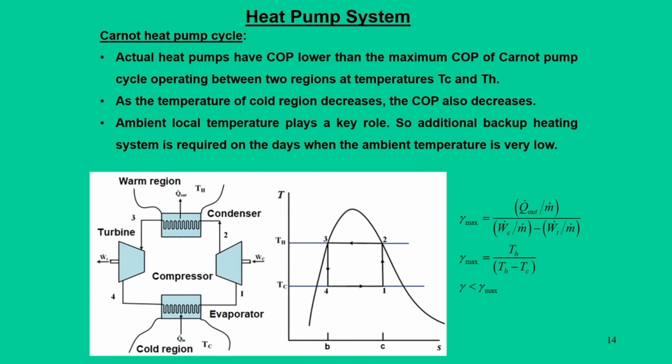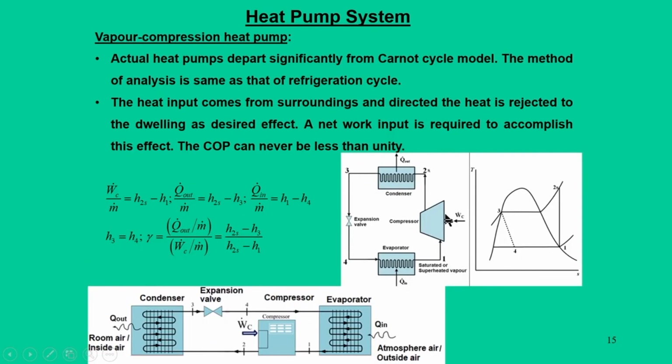So, we come back again to vapor compression heat pump systems, and this is done in a similar fashion as we did for vapor compression refrigeration systems. And there the COP becomes gamma, and this gamma is of course less than gamma max, that is the Carnot COP. And based on that, the vapor compression heat pumps have evolved.